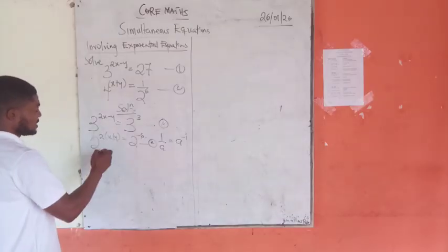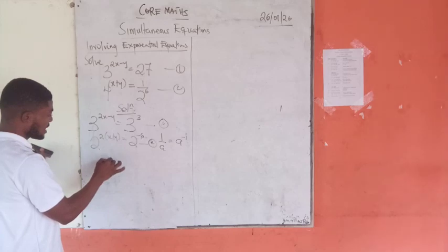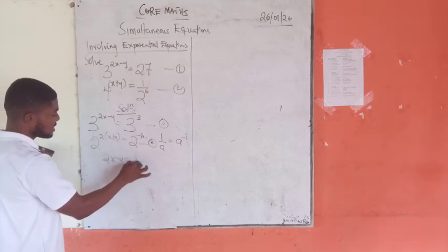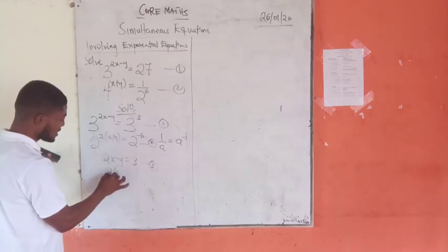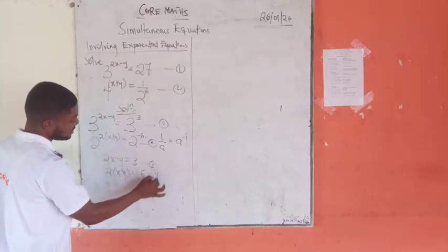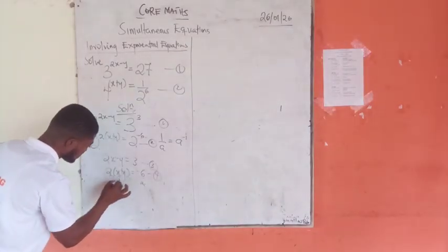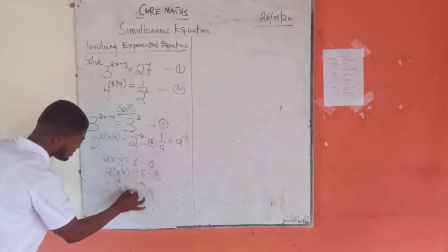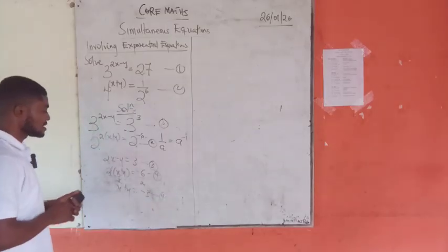Now from here, since the bases are the same, I equate the powers. So I have 2x minus y is equal to 3. I can call this equation 3. And then from here too, I'm going to have 2 into bracket x plus y is equal to minus 6. I can call this equation 4. Now I can divide this by 2, giving me x plus y is equal to minus 3. Still equation 4 if you want to call it that way.